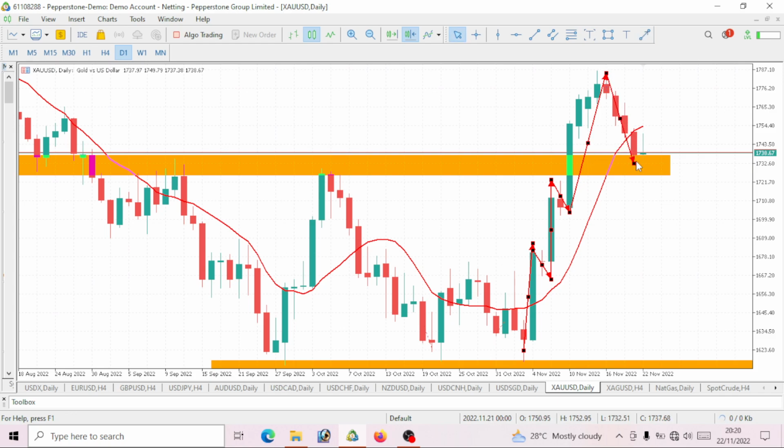So, is this correction over, right? Well, possibly yes and possibly no. But one thing I know for sure is that the correction would be over anytime soon. Within the 23rd and on the 24th, then we will start having a bullish move.